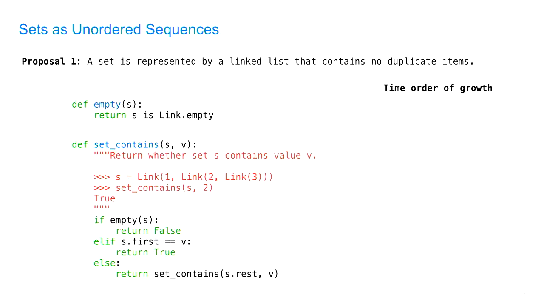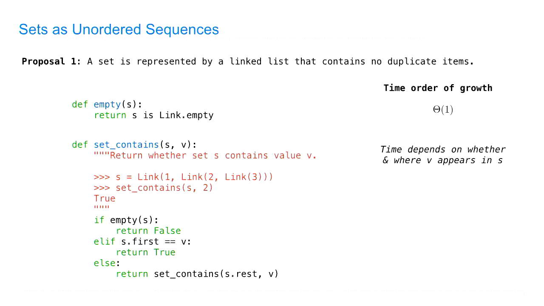Okay, how long does it take in order to find whether or not a linked list is empty? It takes constant time. You just check and see if it's the same as the empty list. You don't have to go through and check all the elements. You're done after one step. How about set contains? How long does that take to run?